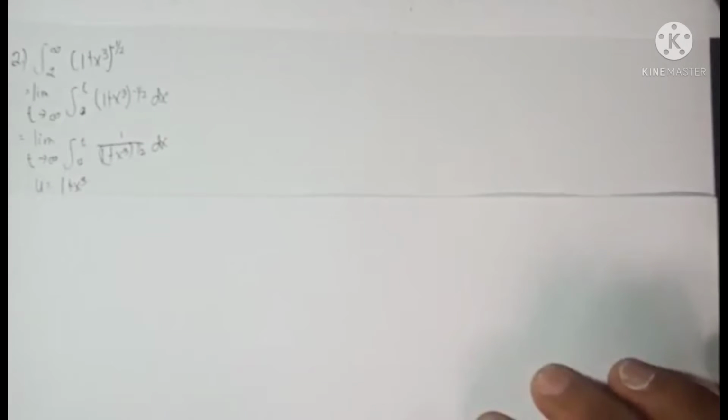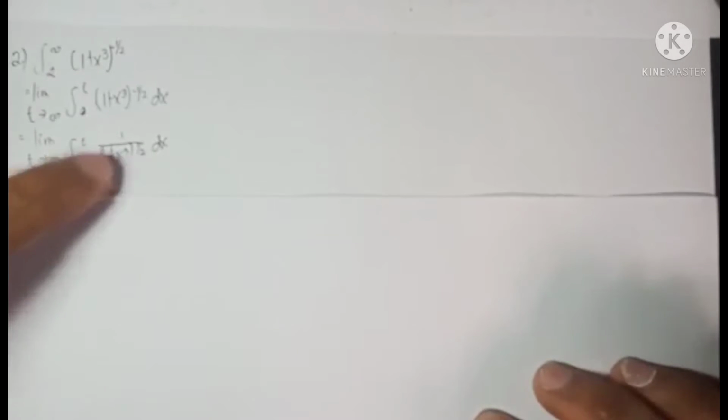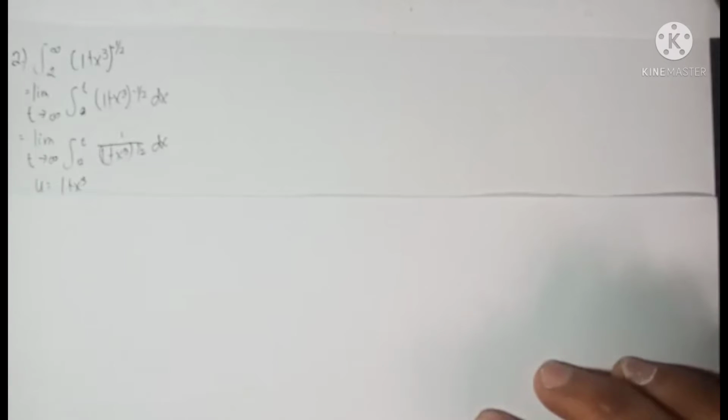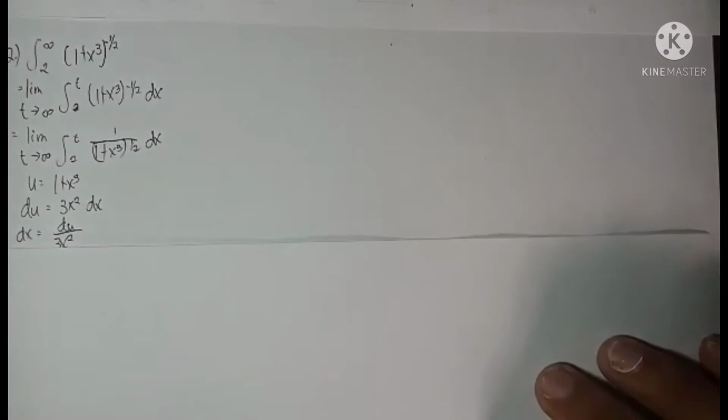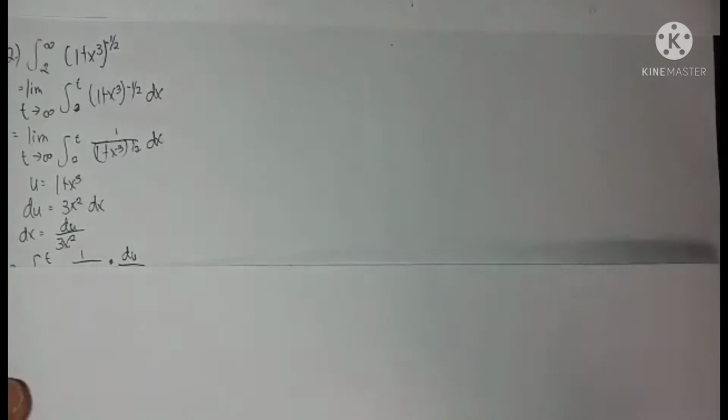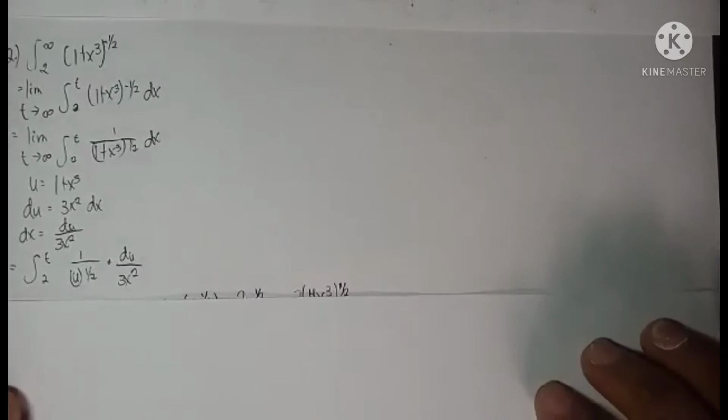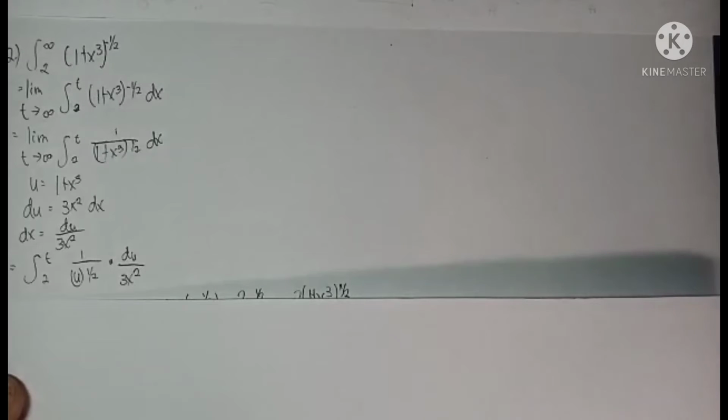Kung bakit naging 1 all over 1 plus x raised to 3 raised to 1 half is dahil negative siya. So, bali, gawin nating positive. Ginawa nating fraction. And then, gagamit tayo ng u substitution, wherein our u is 1 plus x raised to 3 and du is 3x squared dx and our dx is du all over 3x squared. This is equal to the integral of 1 all over u raised to 1 half.